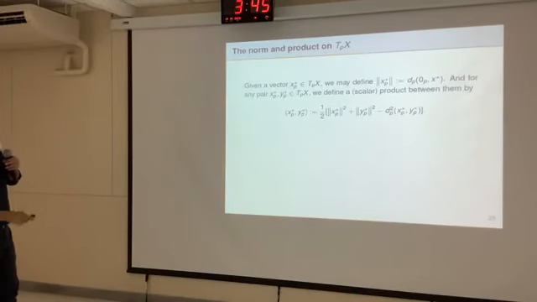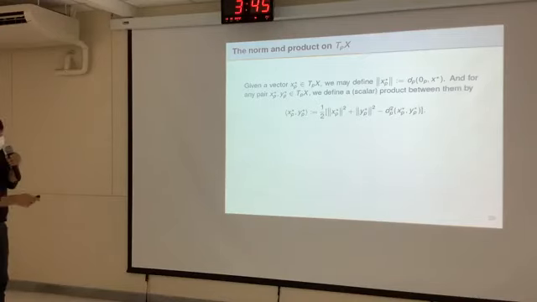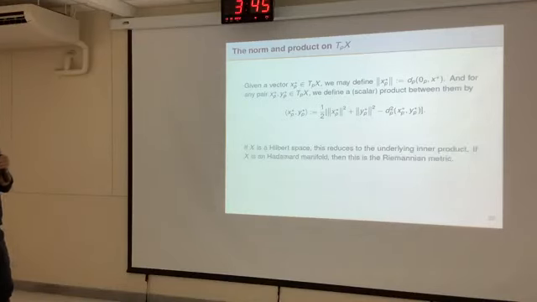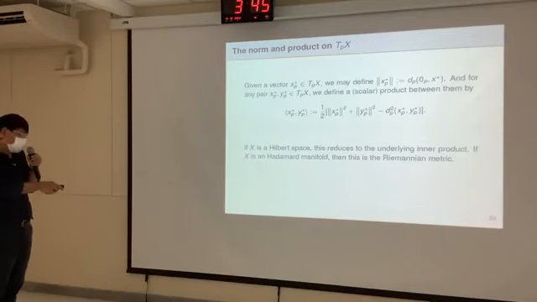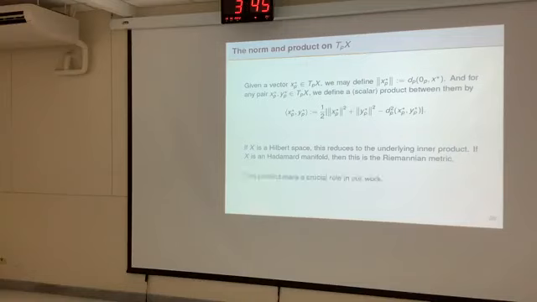Okay, so here we have a kind of scalar product. It's a kind of inner product between the two tangent vectors. It's defined very similarly to the case of Euclidean space. So when everything is nice, meaning that if X is a Hilbert space, this is the inner product of the space. If X is a manifold, then this one is the Riemannian metric.